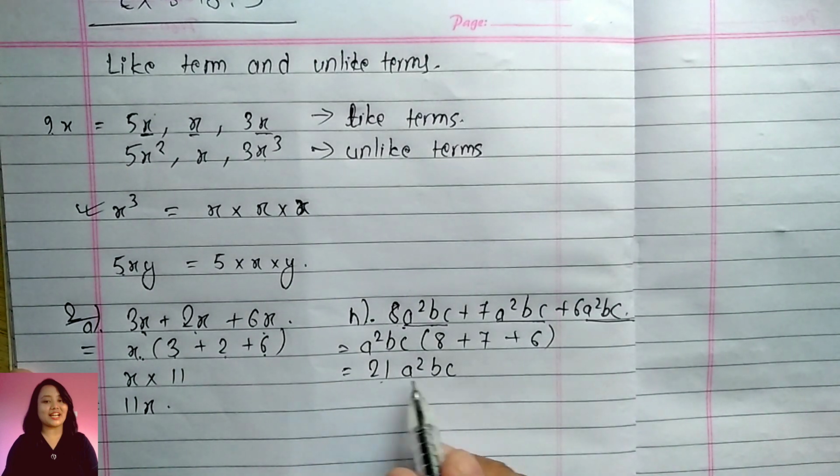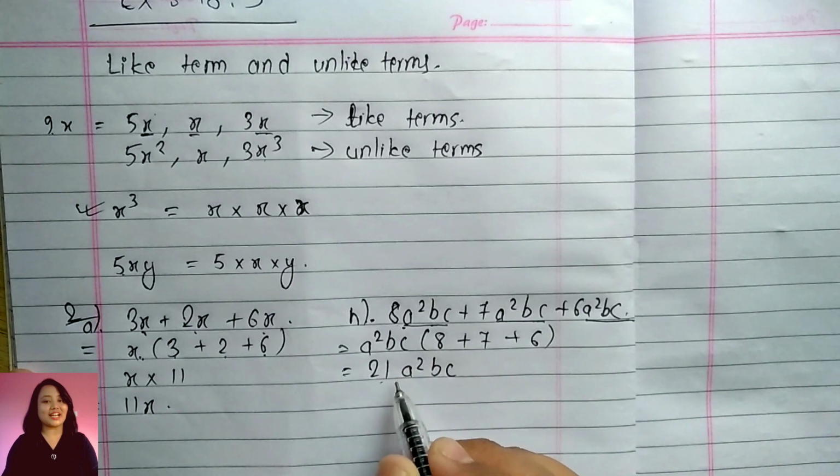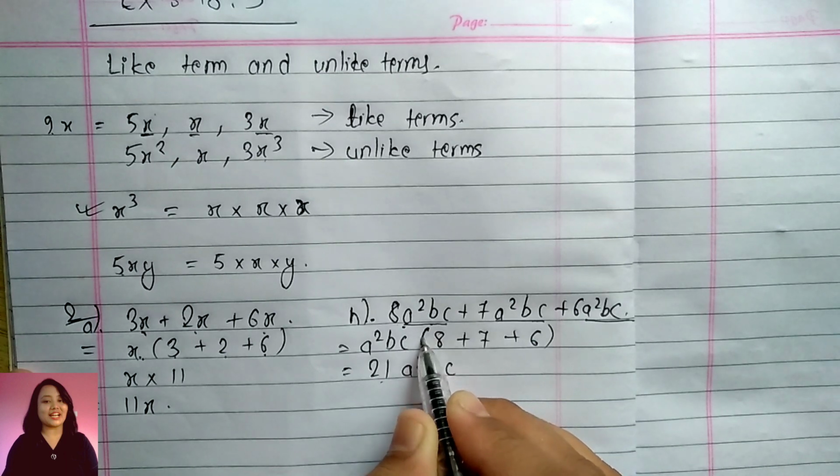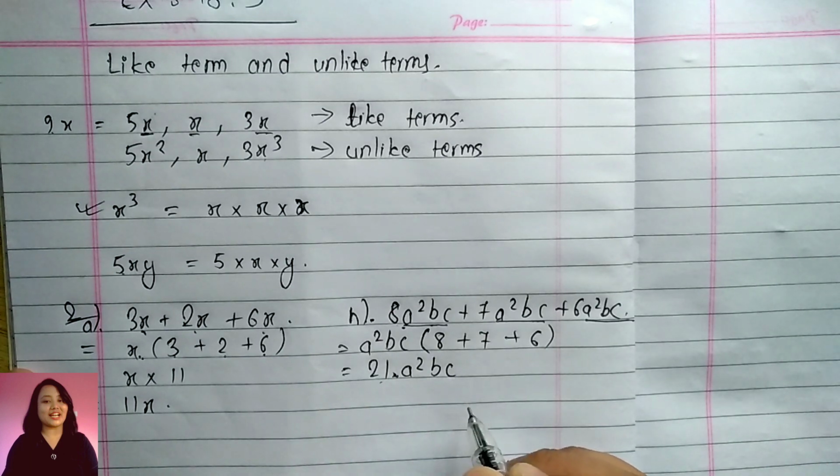Why have I written 21a square bc? Because here it is a multiplication sign, so we should not write multiplication here. Where there is a bracket, we write the multiplication. Okay, so 21a square bc will be the answer.